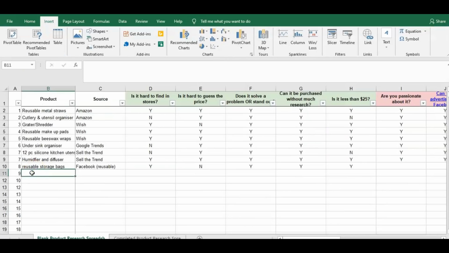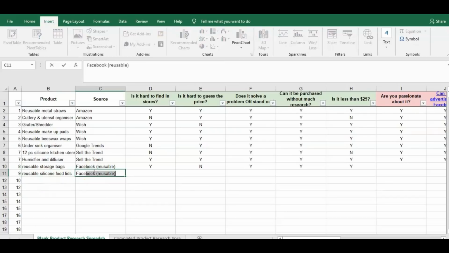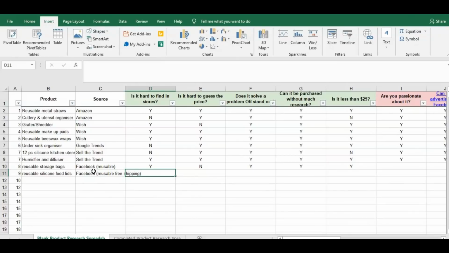So let's go back to the spreadsheet and put in reusable silicone food lids, and we saw that in Facebook, and I think it was reusable, free shipping, wasn't it? So I put that in there just to remind me.